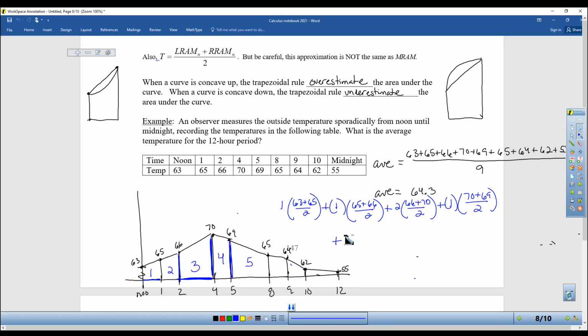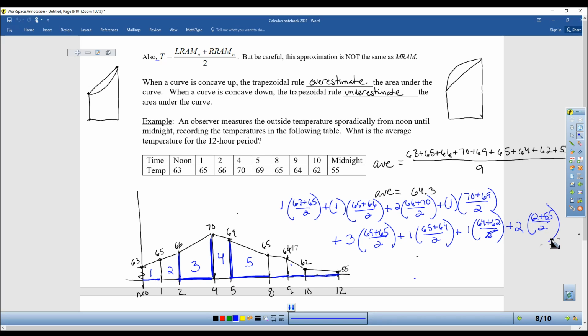Plus trapezoid 5. This one has a height of 3. Make sure you catch that. And then 69 plus 65 divided by 2. Plus this is a 1, 65, I know this is very tedious, over 2. Plus 1, 64 plus 62 divided by 2. And the last one, plus, this one has a height of 2, and this trapezoid is 62 plus 55 divided by 2.